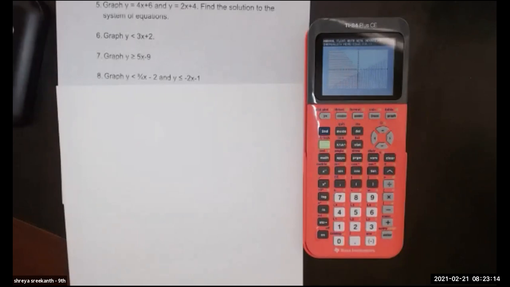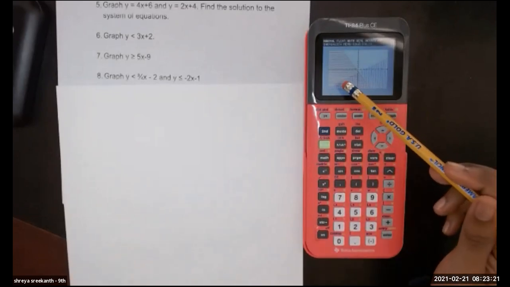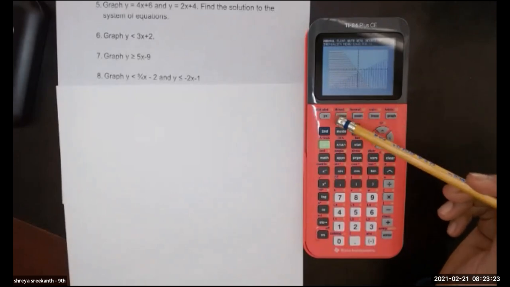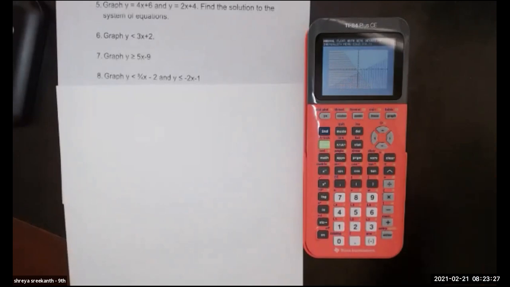So this is what you should get on your calculator, and the solution to the system of inequalities is wherever these two graphs overlap, which is this purple area right here. So did everyone get this? Does anyone have any questions or anything?